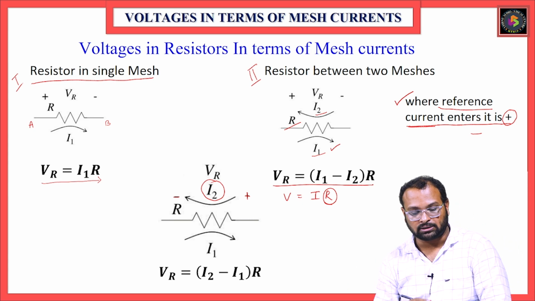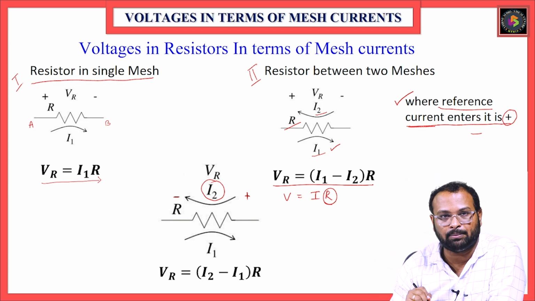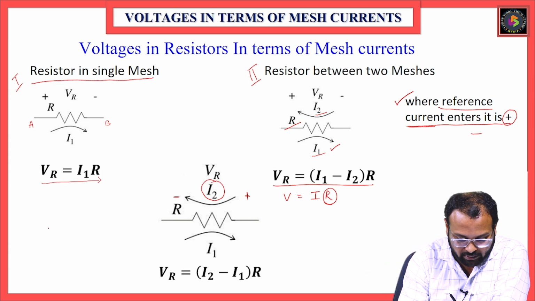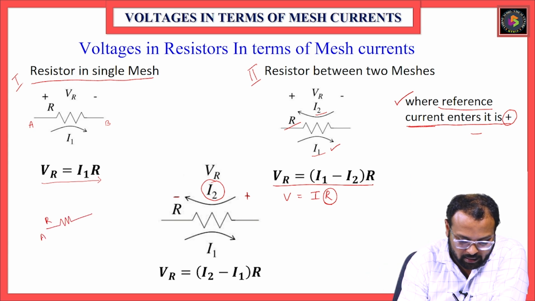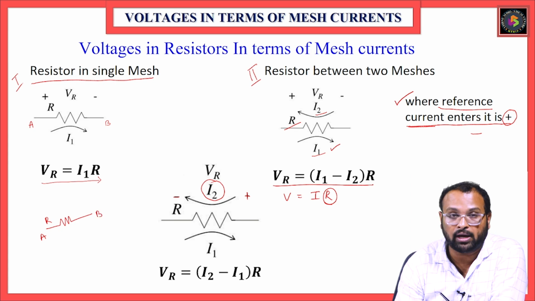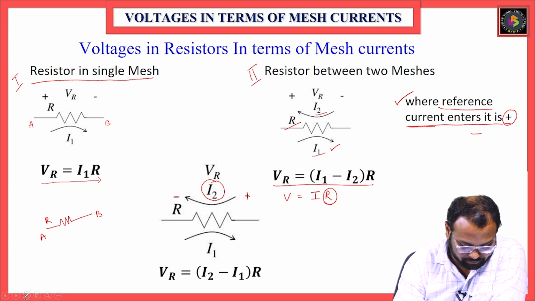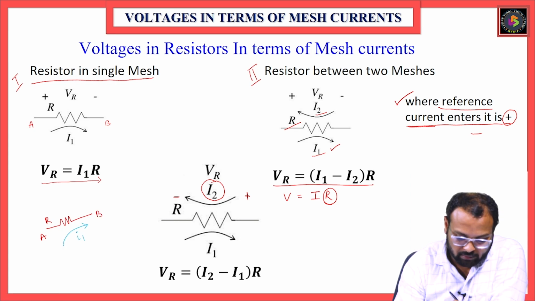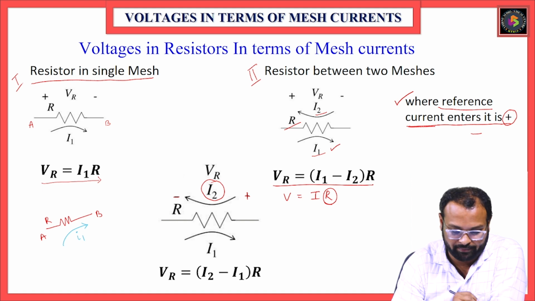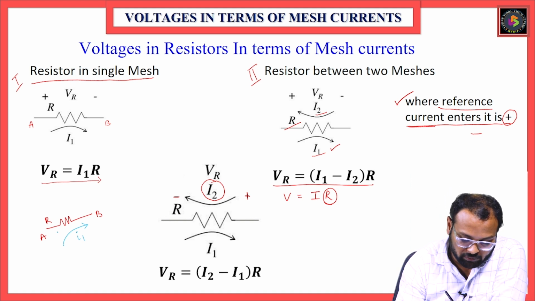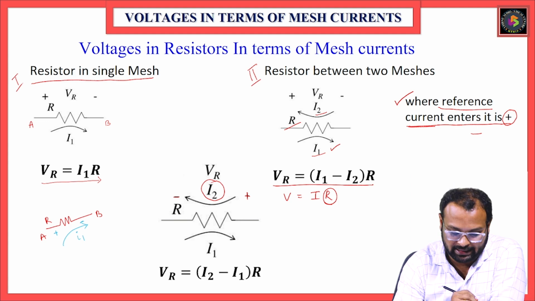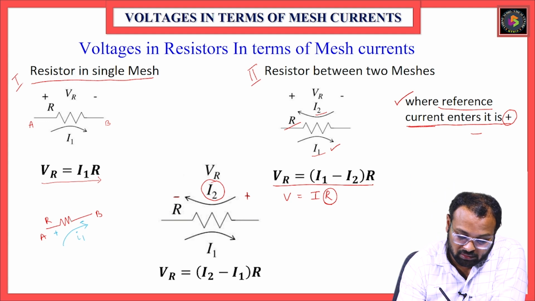Maybe sometimes you can ask, what will happen if both are in the same direction? Suppose we have a resistor R with terminals A and B. My reference current is I1 flowing from A to B. I will consider the reference current wherever it is entering as positive, and wherever it is leaving as negative. Now suppose this resistor is between two meshes, mesh 1 and mesh 2.